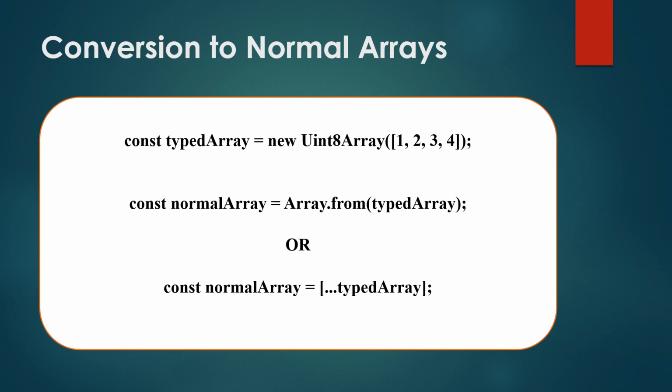If we create a typed array, as I said, we cannot perform any array operations on it. So how do we access it? How do I run push, pop operations or any array methods? We have to convert it to a normal array. There are two or three ways to do it. The easiest one is the spread operator: you can just use the spread operator to convert it to a normal array, or you can get an array from the typed array using Array.from.